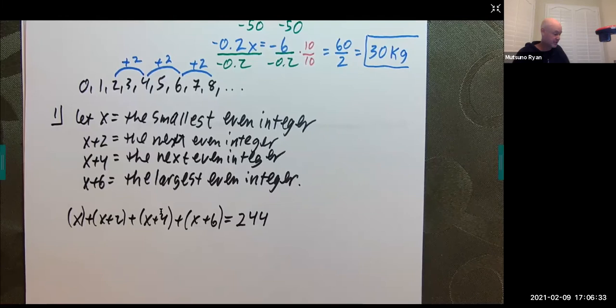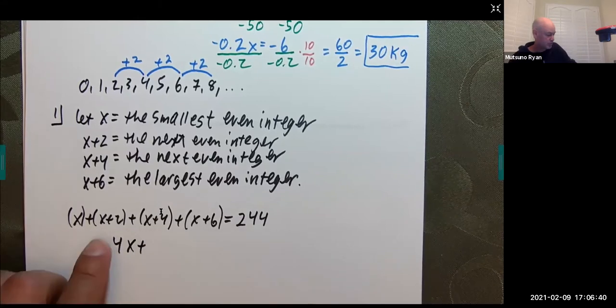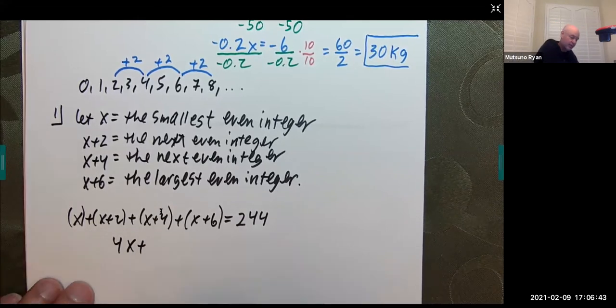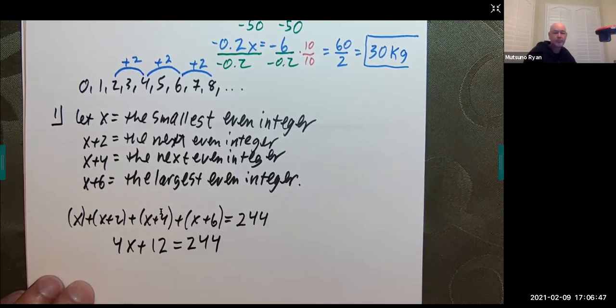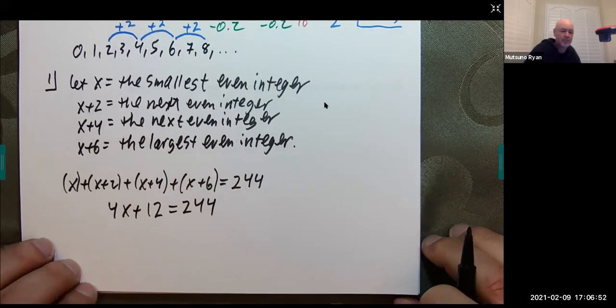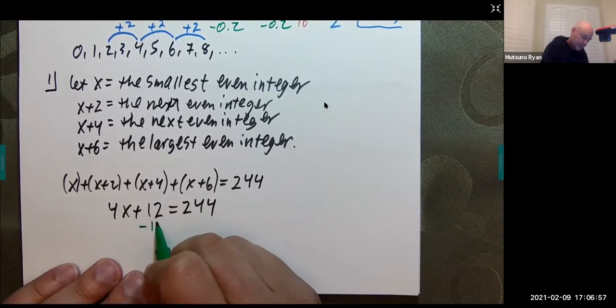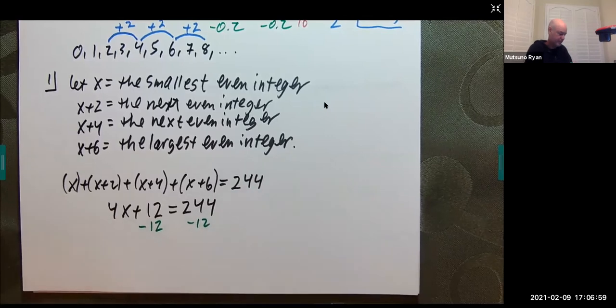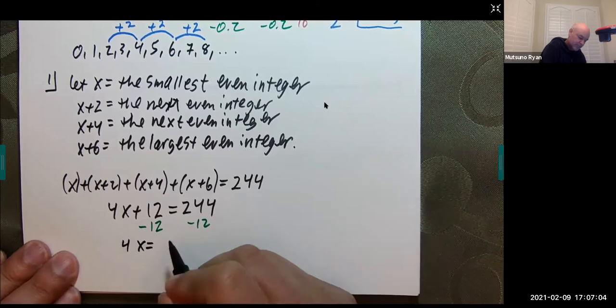Now I'm going to combine up my like terms. X plus x plus x plus x, that's 4x. 2 plus 4 is 6. 6 plus 6 is 12. And now I have an equation to solve. So that's going to be 232.